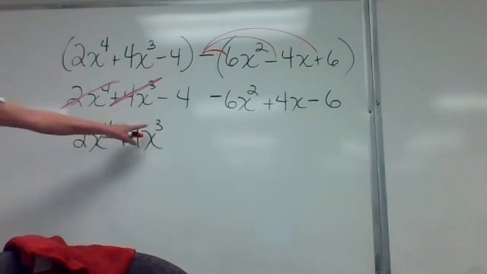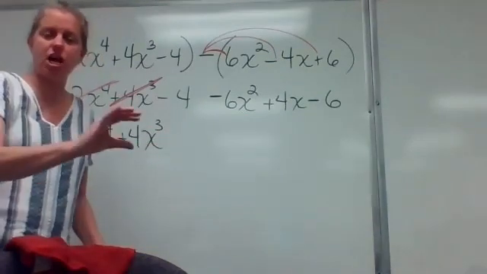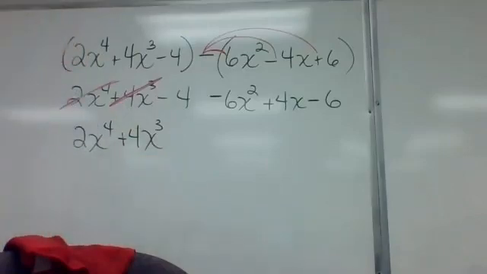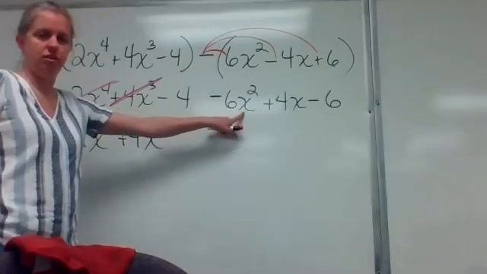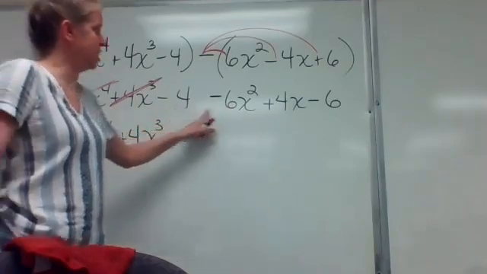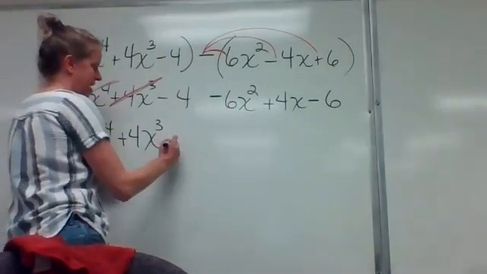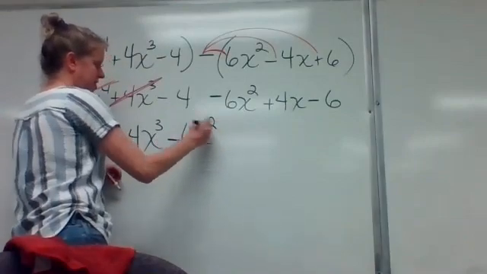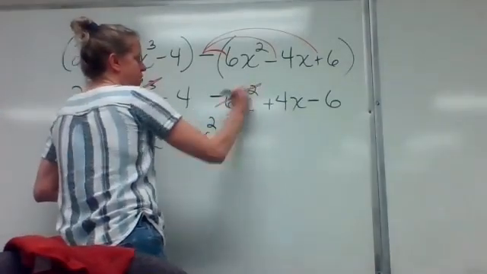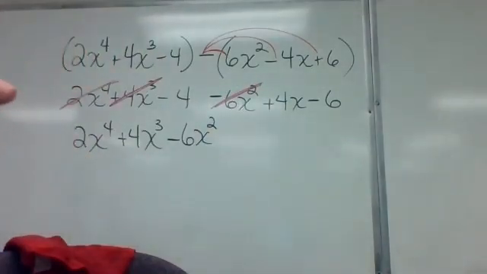So then after x to the thirds, I'm looking for x squareds, right? You want your exponents to go in order. So here's an x squared. And there's not any other x squareds to put with it, so I'll just bring it down. So minus 6x squared. So I'm done with my x squareds.